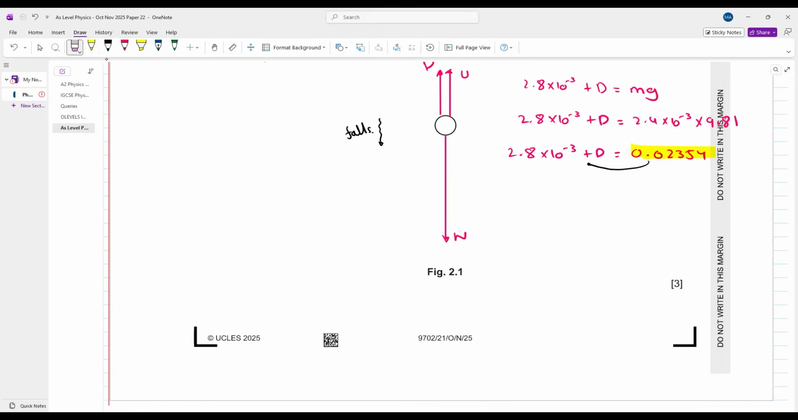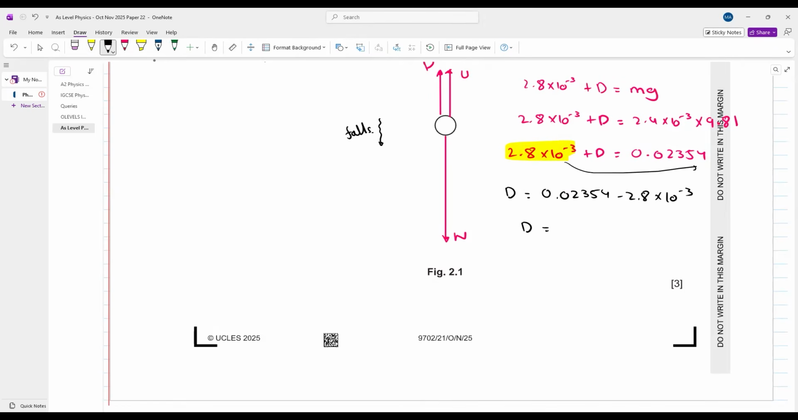Yeah, let's do one more thing. Let's not move this. इसको move नहीं करते. Let's take 2.8 into 10 raised to the power of minus 3 towards the right side. The drag force comes out to be what? 0.02354 minus 2.8 10 raised to the power of minus 3. Let's calculate the drag force.